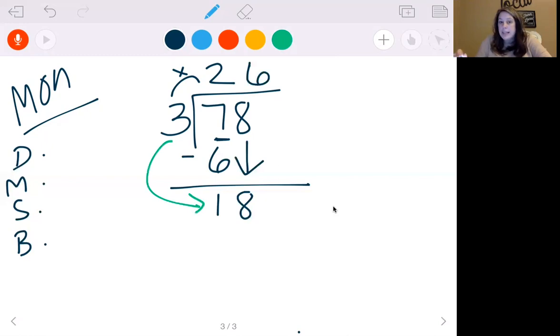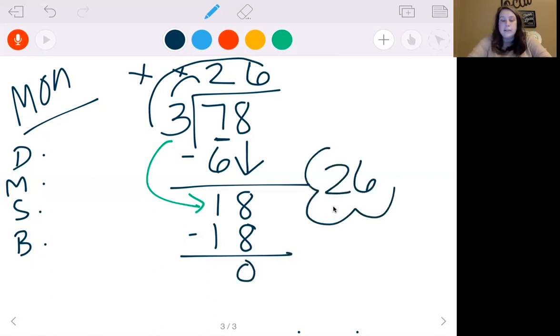So I'm going to put my 6 at the top next to where I put my 2. And then I'm going to multiply my outside numbers. 3 times 6 is 18. Then I'm going to subtract, and I get no remainder. So my answer is 26. So the only thing we're doing is bringing down a number, and then we basically repeat the steps. So we have 26 students in each class.